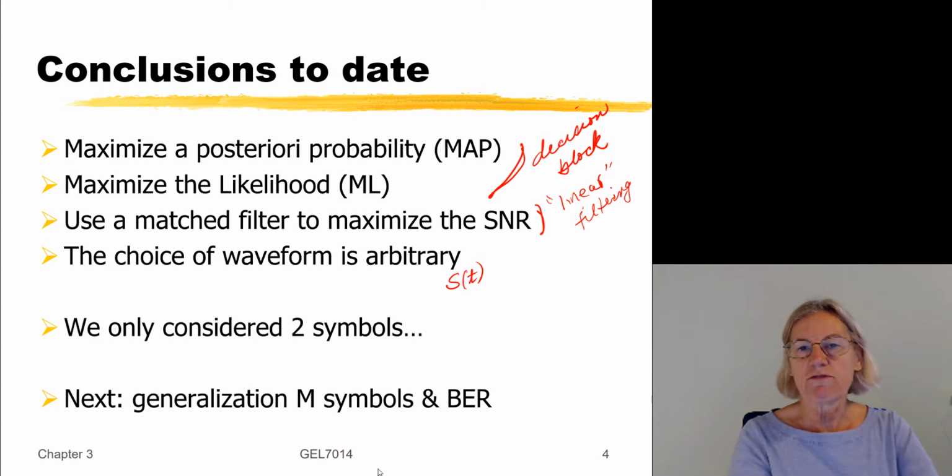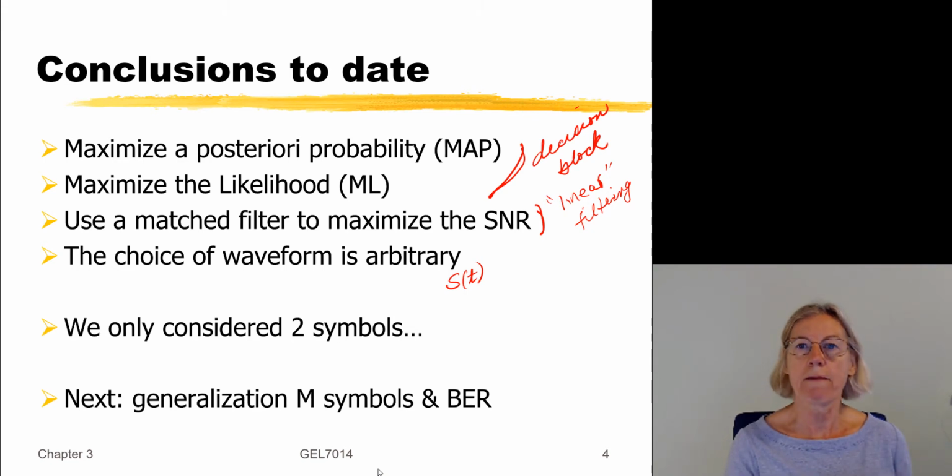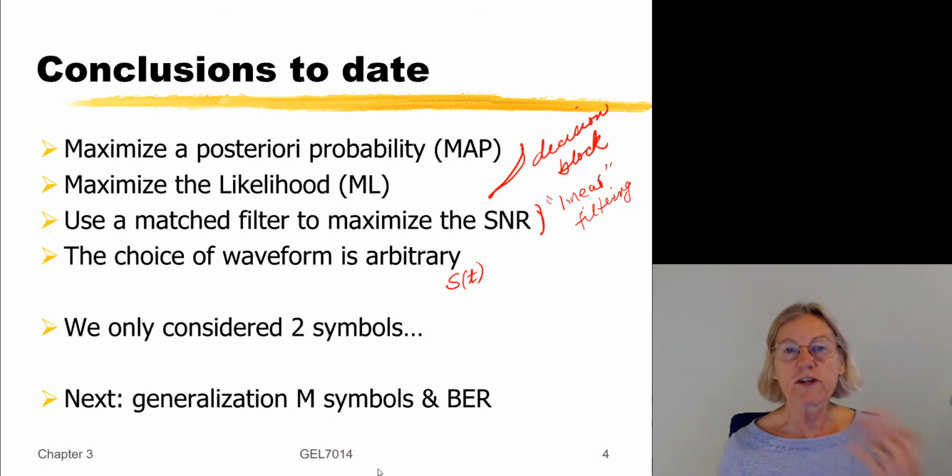So the big difference so far is that when we come in with specific examples, we've looked at the binary case. What would the decision rule look like for a MAP, for a maximum likelihood? What does the decision rule look like for two symbols? What does the matched filter look like when we have two symbols?